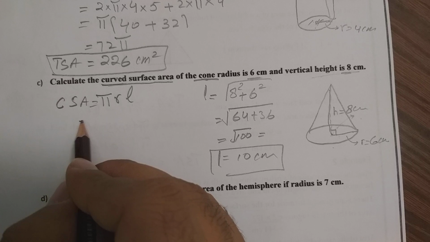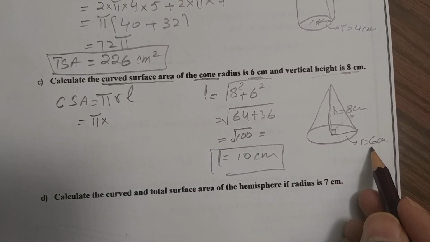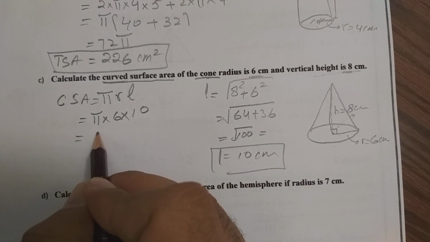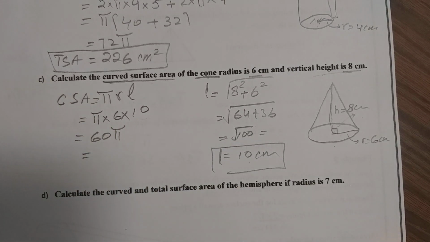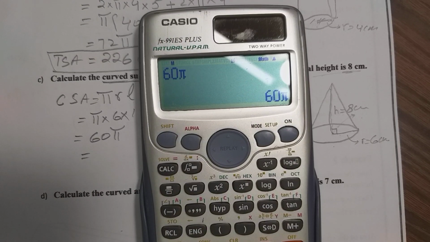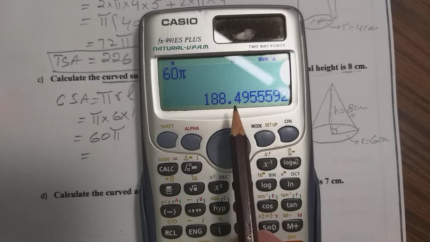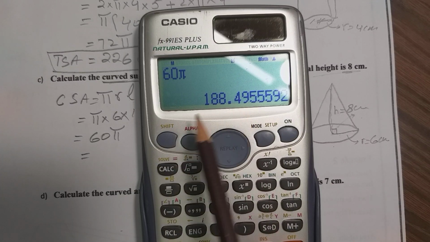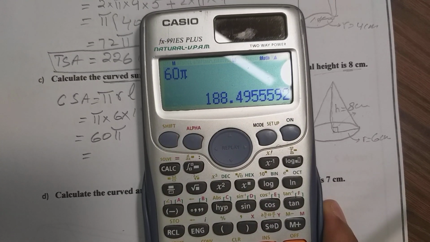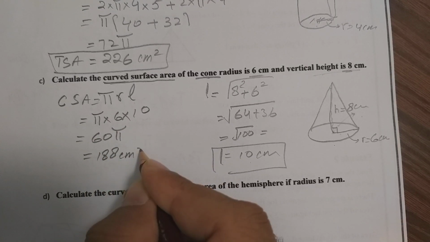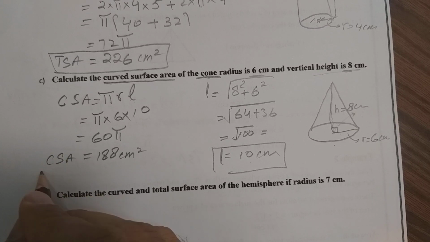So we apply pi times r, which is 6 centimeter, times the slant height, which is 10 centimeter. Multiply, it becomes 60 pi. So use the calculator, 60 pi becomes 188.4955. I'm taking three significant figures because after 8 there is 4, which is less than 5, so no need to increase it. So the answer would be 188 centimeter squared. So this is the curved surface area.